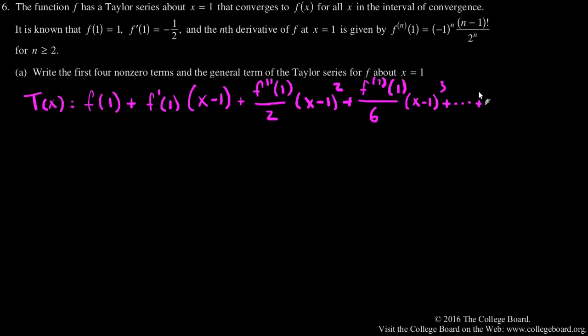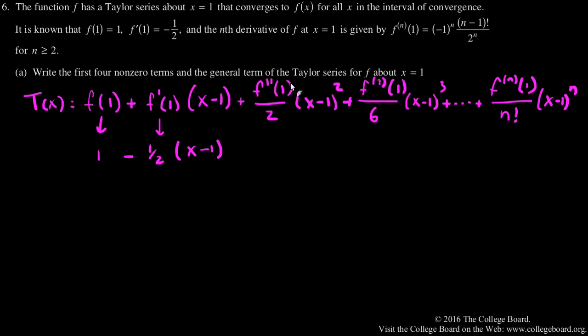And the nth term, the general term for all terms of quadratic and higher power, is going to be the nth derivative evaluated at 1 over n factorial times x minus 1 to the n. And this is true for any of those terms. So I see some stuff in here I can make a little bit nicer. All right, now I got to do some thinking. So we know f of 1 is 1. We know f prime of 1 is negative 1/2.